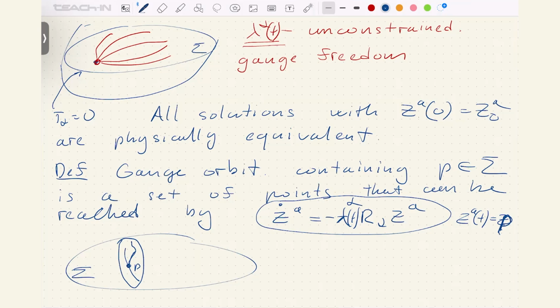And somehow it resembles a little bit the notion of orbit of a group. So in some sense it's an orbit of a gauge group, but again this terminology very much depends on the context. So let's not introduce the concept of gauge group for the moment. Okay.